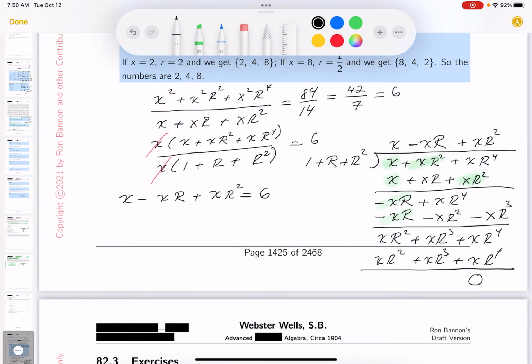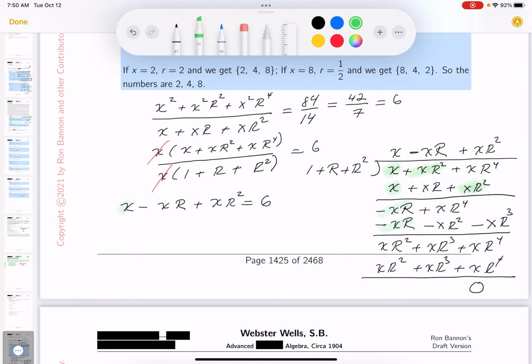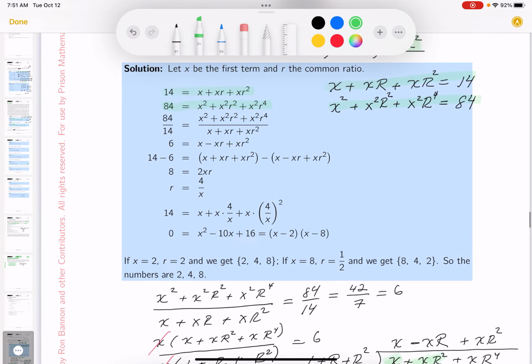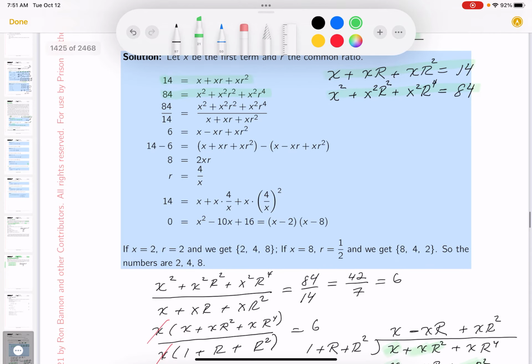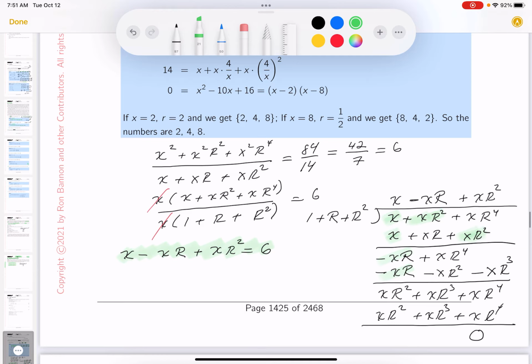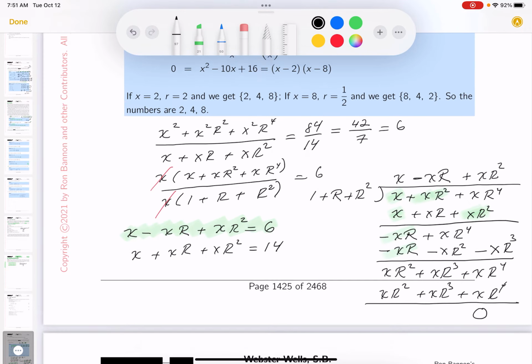All right? So I'm going to look at this. I just obtained this. I want to go back over here, and I'm going to look at something that looks sort of like this guy over here. I'm going to put that down right next to it. And that was x plus xr plus xr squared.